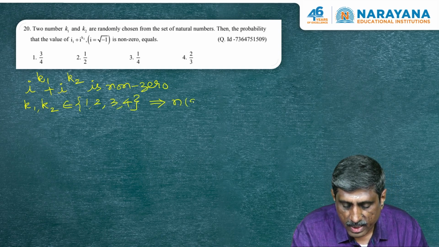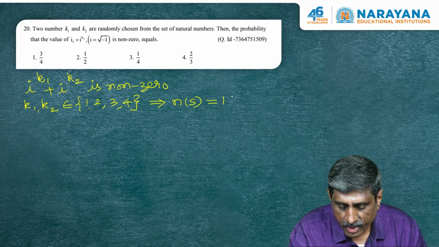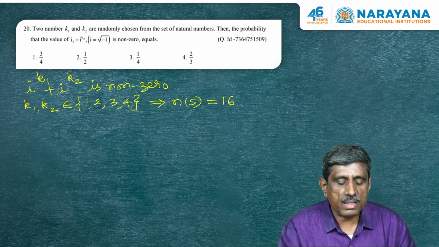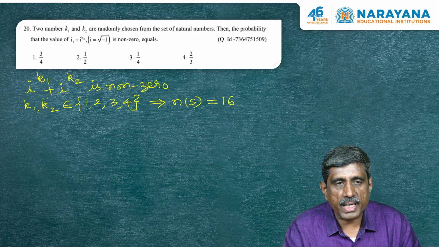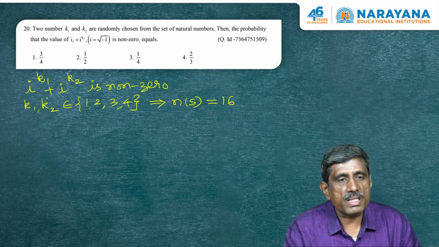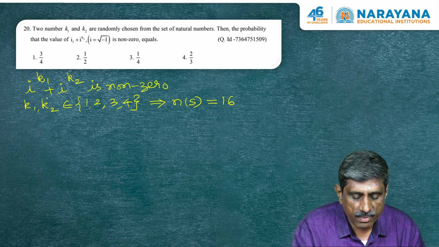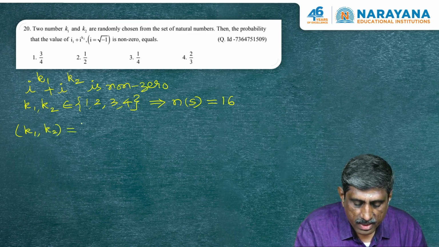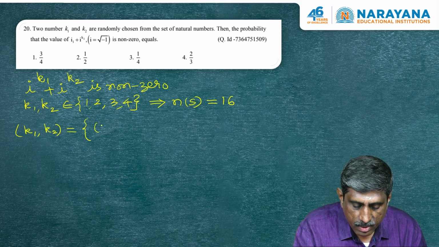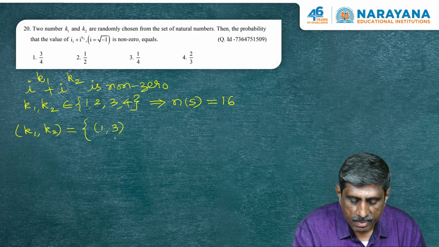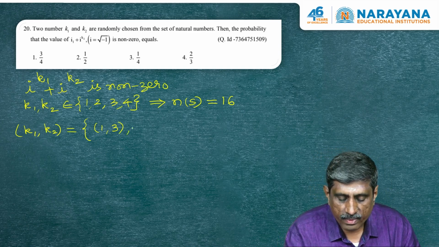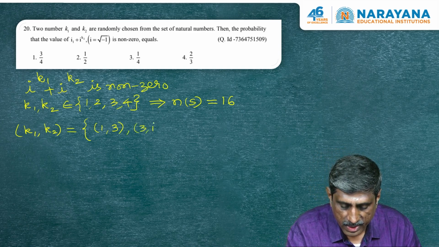total number of possibilities is 16. 4 into 4, 16 possibilities we have. For what values of the combination k1 comma k2 is i power k1 plus i power k2 going to become 0? So, if you take k1 and k2 as 1 comma 3 combination, I mean i power 1 plus i cube, which is minus i, it will become 0. Similarly, 3 comma 1 combination.